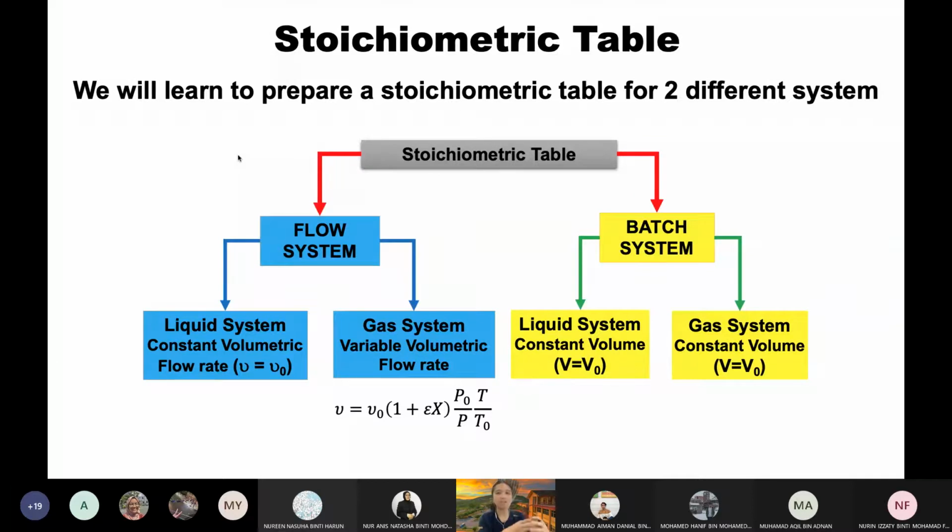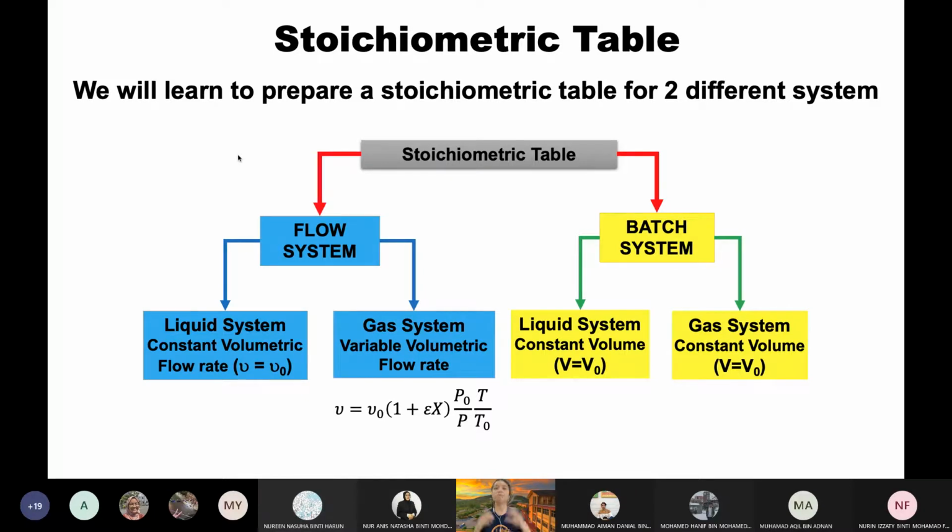Maksudnya kalau batch, saya guna number of moles. Kamu ingatkan kita pernah belajar kan kalau batch mesti number of mole, N. Kita guna N. Kalau flow system, kita guna molar flow rate. So, mole per time. So, kalau batch, mole. Kalau flow system, mole per time. Formula dia masih sama, just that pengiraan dia berdasarkan mole untuk batch, molar flow rate untuk flow reactors.